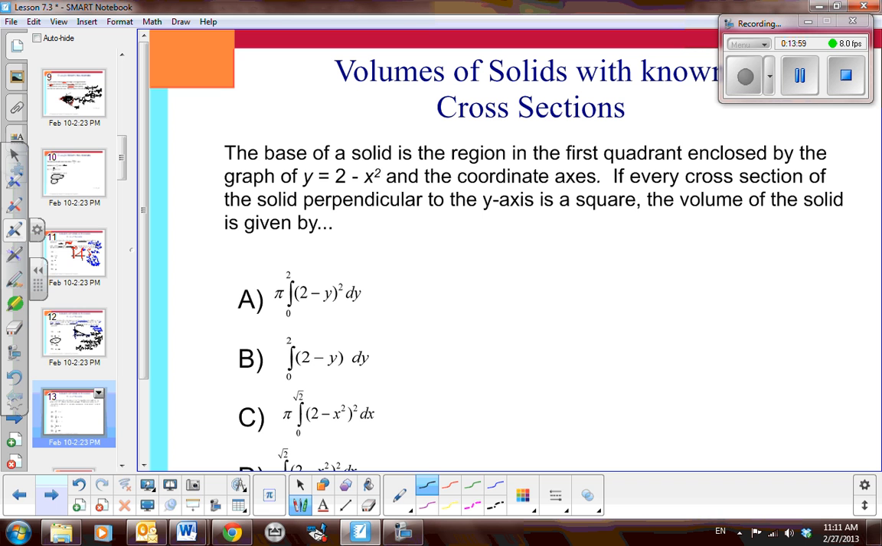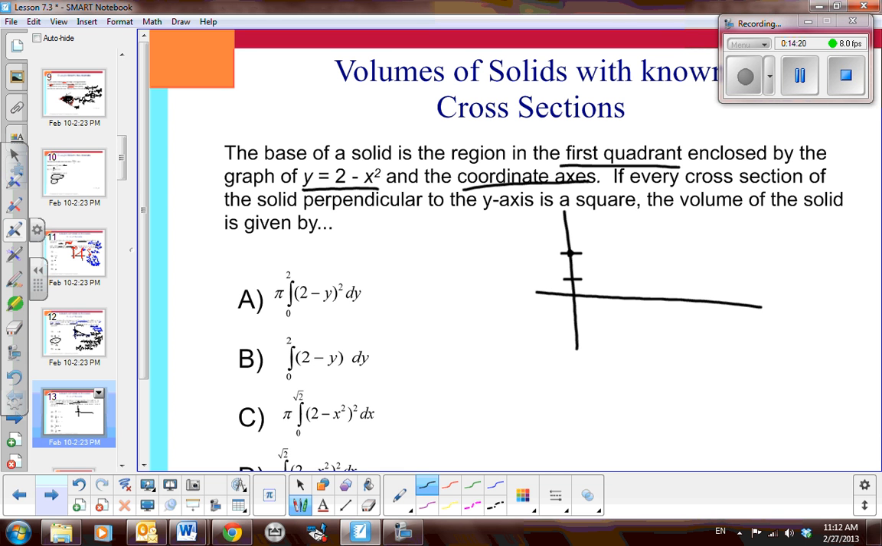So now we have a base of a solid, again, in the first quadrant, enclosed by the graph of y equals 2 minus x squared, and the coordinate axis. Okay, so let's make a sketch of the region. So we know that's a parabola, okay? And it's 2 minus x squared, so we know it's shifted up 2, and it's going to open down. So we know we have a vertex there.